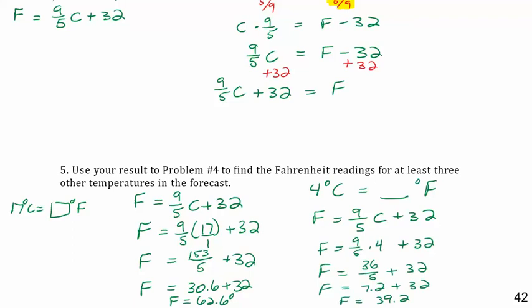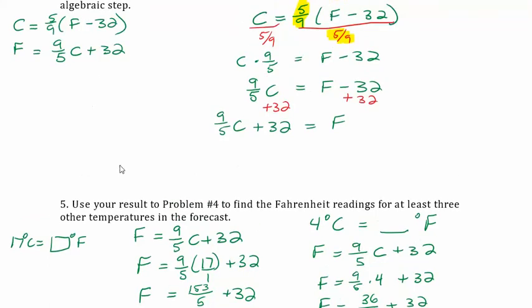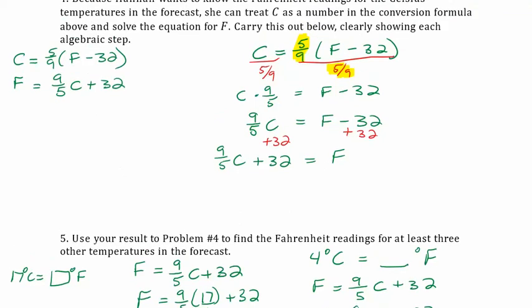So there's the steps. You should get 39.2 degrees. So what's the benefit, right? We could get these answers using either one of these formulas. Well, the benefit is if I know the Celsius temperature, I can just plug it in here and not have to do algebra on both sides of the equation, just use my order of operations. The second formula is going to be a better deal.